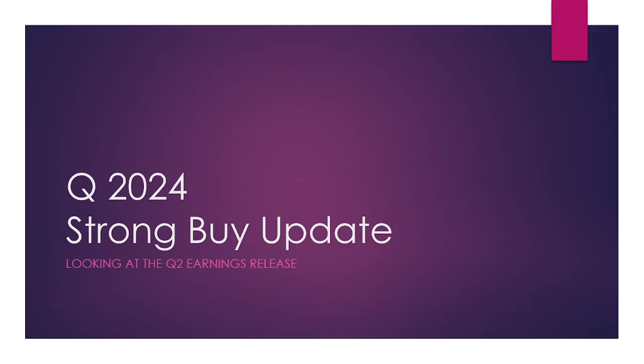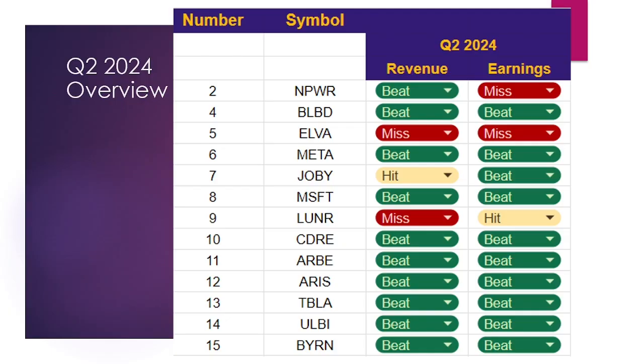Got my strong buy update for Q2 2024. We can see that's the earnings that everybody released. So Electrovia, one of the 3 I'm looking at, missed both its earnings and its revenue. Net Power missed on earnings. Luna missed on revenue but hit its earnings. Those are the 3 we're looking at, and you'd kind of expect that, wouldn't you, that the drop in price reflects something real.